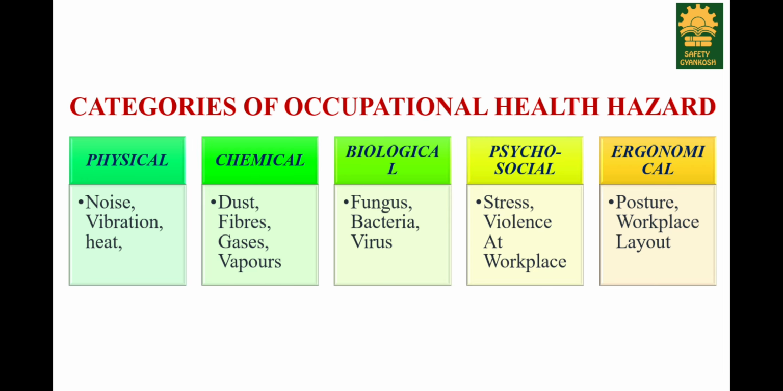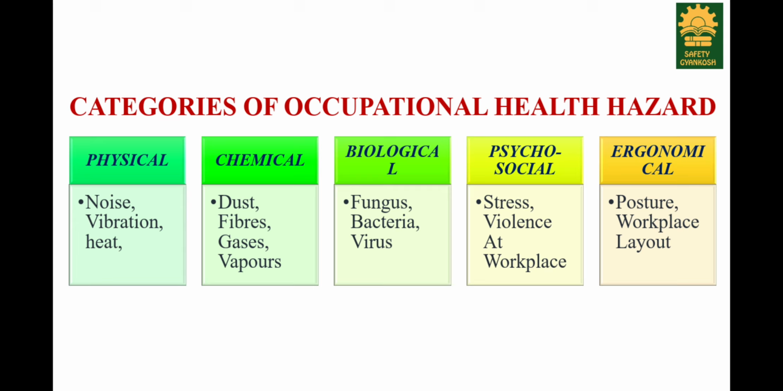So we will see what are the categories of occupational health hazard. Why are we considering the term occupational? Because hazards can be related to the workplace and also to the household. But here we are going to discuss the occupation. So the first one is physical hazard, second one is chemical hazard, third one is biological, fourth is psychosocial, and fifth is ergonomical. Let's take an example of all these hazards and discuss in detail.